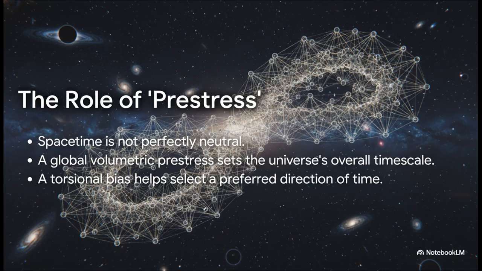But wait, it gets deeper. The lattice isn't just sitting there, waiting for things to happen to it. This model introduces something called prestress. Think of it like a built-in background tension that's just always there. This global tension basically sets the universe's master clock. And there's also a torsional bias. You can picture it as a tiny universal twist in the fabric. And that's what gives time its arrow, its forward direction. So get this, time itself isn't fundamental. It actually emerges from the physical state of the lattice.